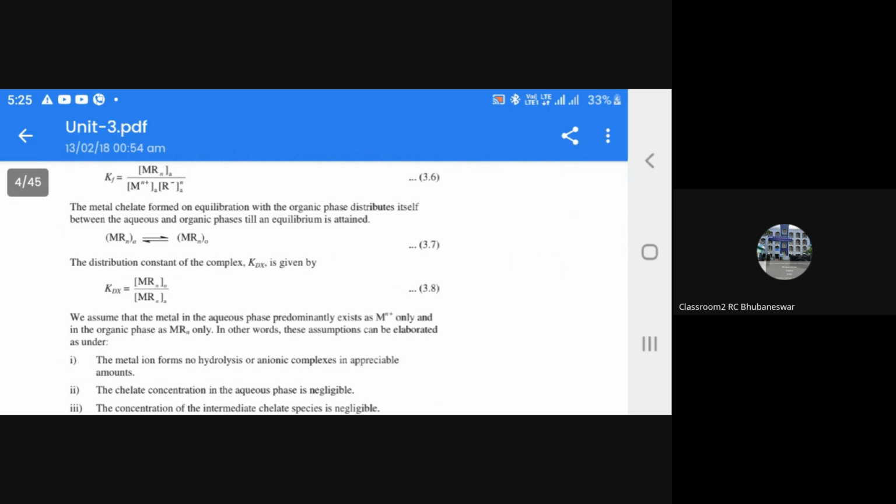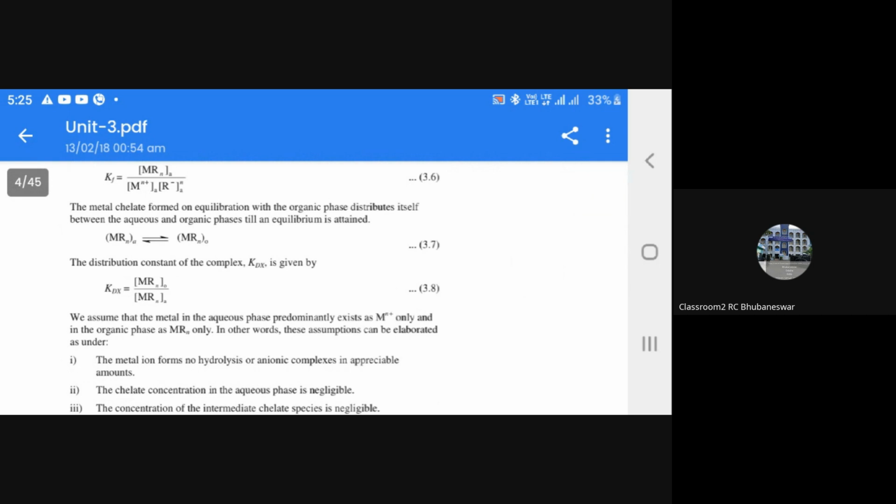At this point, we have to assume that the metal in the aqueous phase predominantly exists as Mn+. It is in ionic form only, and in the organic phase it is in complex form. In other words, these assumptions can be elaborated as: first, the metal ion forms no hydrolysis or anionic complexes in appreciable amount. Second, the chelate concentration in the aqueous phase is negligible.